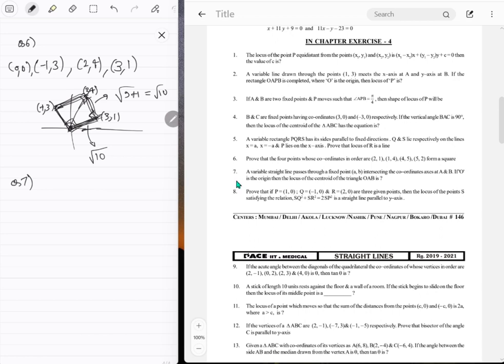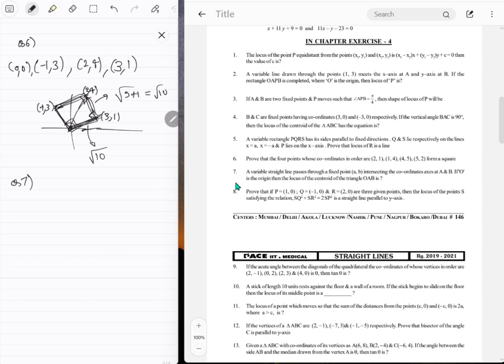A variable straight line passes through a fixed point intersecting the coordinate axes at A and B. If O is the origin, then find the locus of the centroid of the triangle OAB. Same kind of question. Well, you know that the midpoint traces out a hyperbola, so the centroid will also trace out a hyperbola because its vector is 1/3 of the position vector of the midpoint. No, not 1/3, it's 2/3.